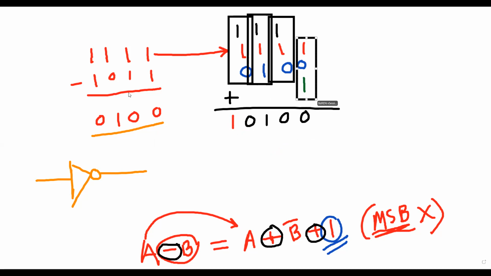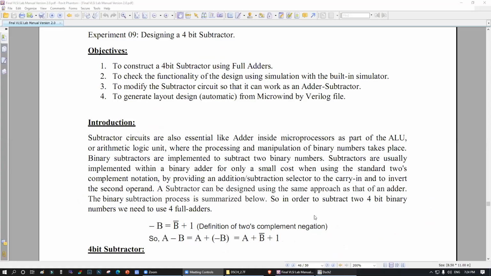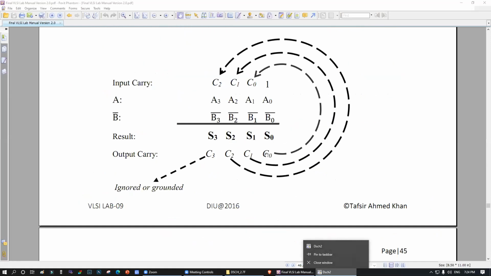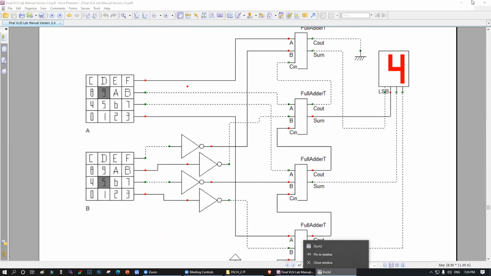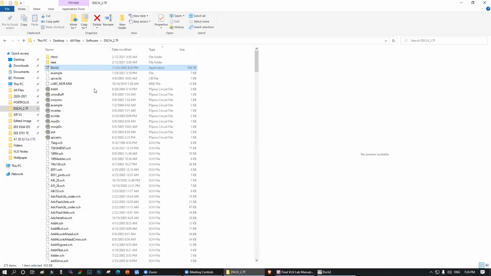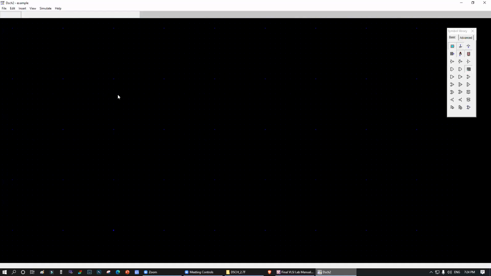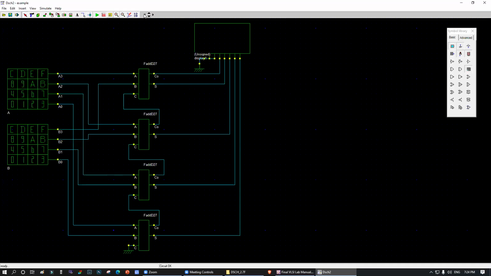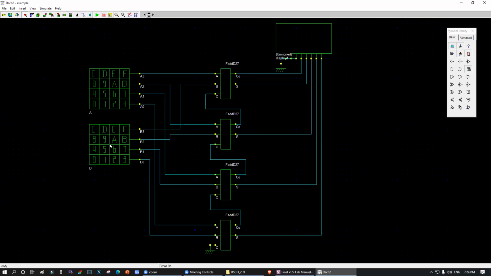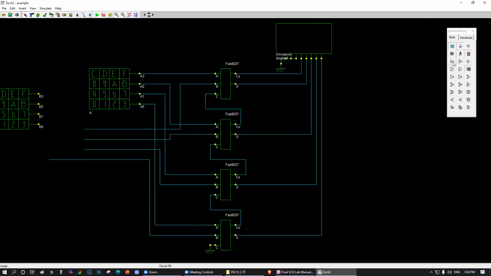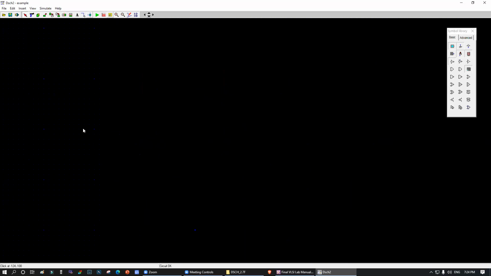Now I'm going to go to the software and we'll show you. Here, by the way, this will be ignored or grounded. Now I'm going to make the circuit. From the same circuit, I'm going to make the subtractor. How to do that? Remember, B will be negative, B bar.